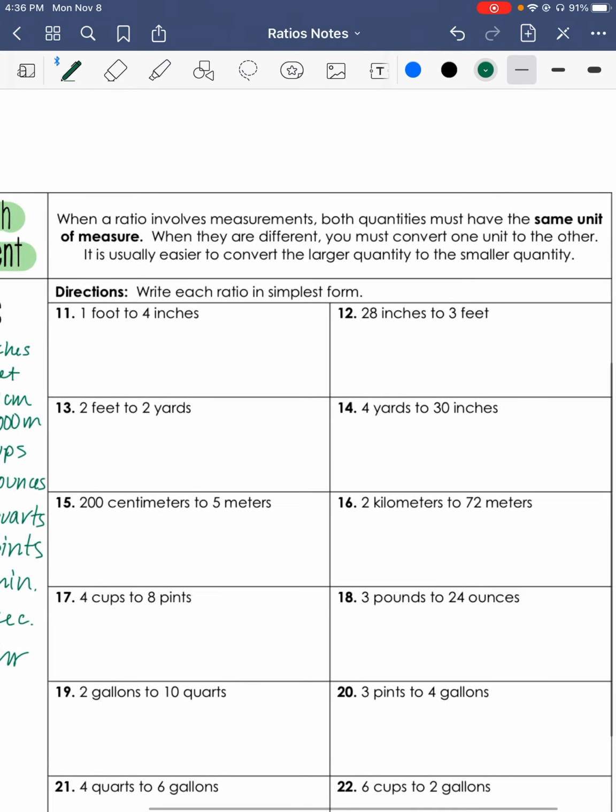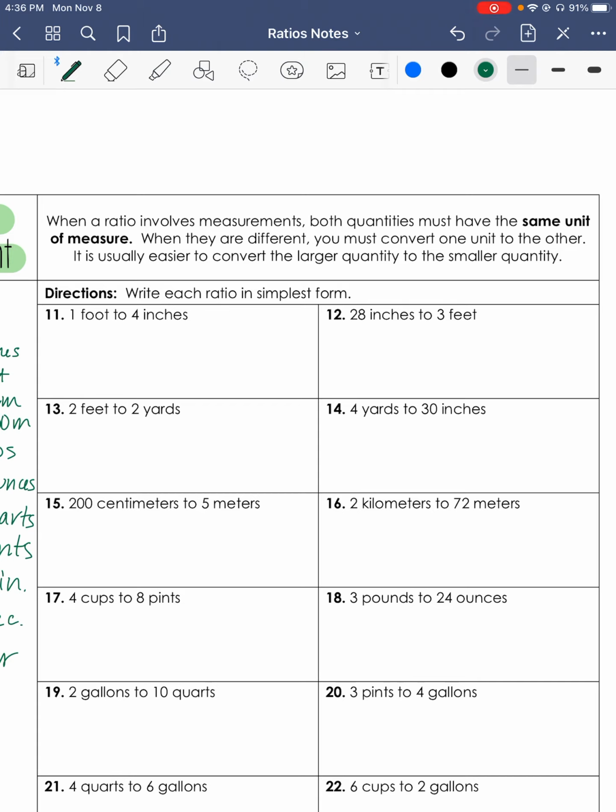So let me zoom in on this. When a ratio involves measurements, both quantities, this is the important part, must have, so big, both quantities must have the same unit of measure.